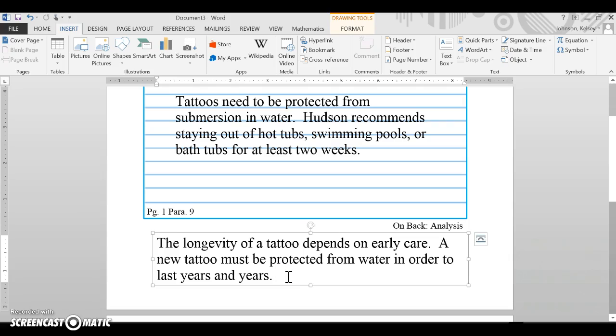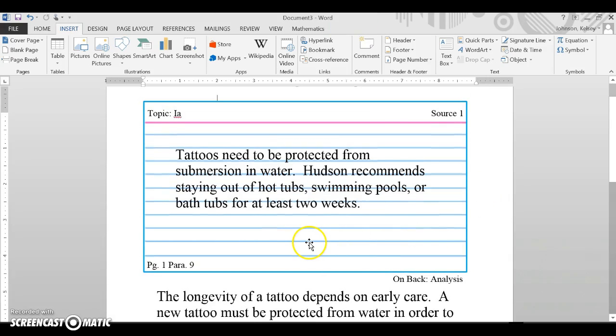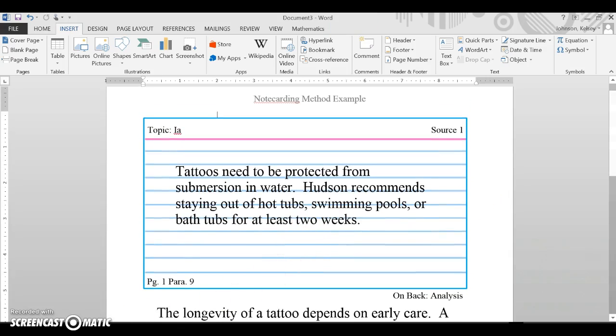This is my own ideas. I didn't read it anywhere. I just took what I learned and I made sure that I analyzed why that was important. And I answered, why do we care? And how will this affect the tattoo in the long run? And that is how you do a note card.